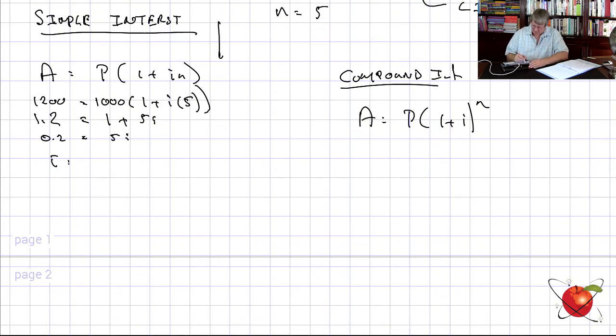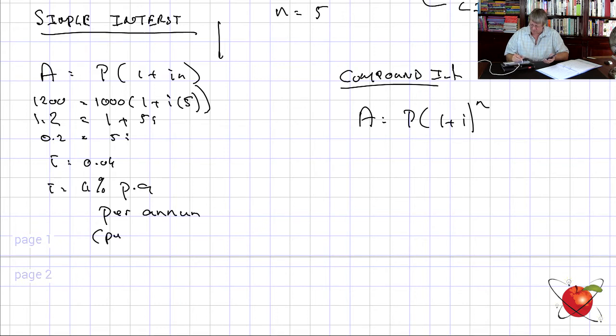0.2, therefore i is going to be equal to, I haven't done this one, but let's just see. It's 0.2 divided by 5. It's going to be equal to 0.04, right? Therefore, i is going to be equal to 4%, and we always write it like that. That stands for per annum, which means per year.